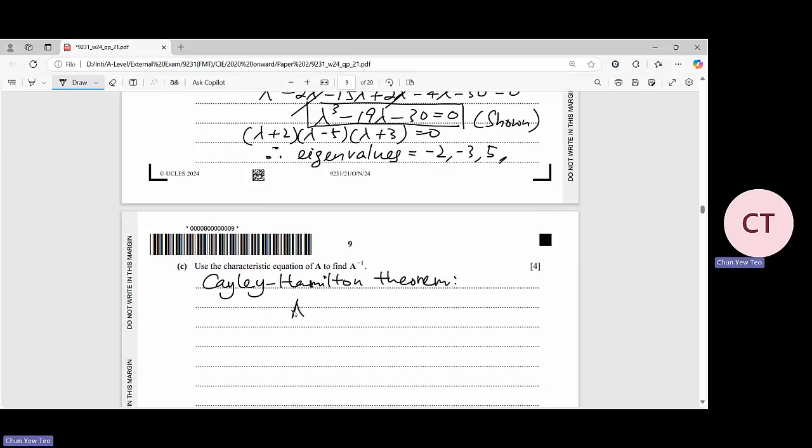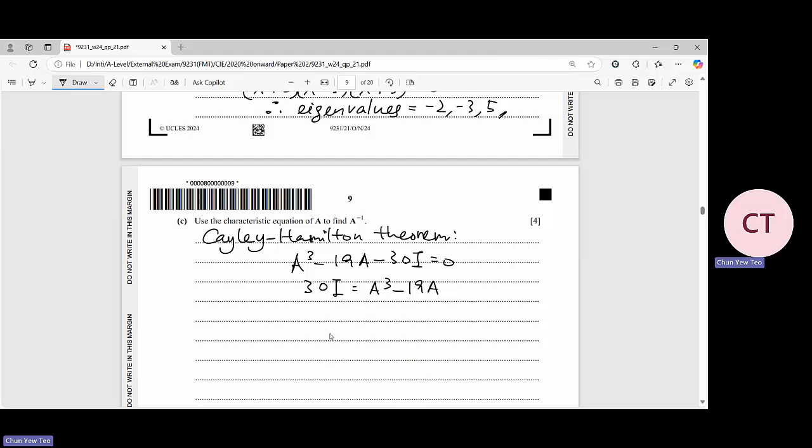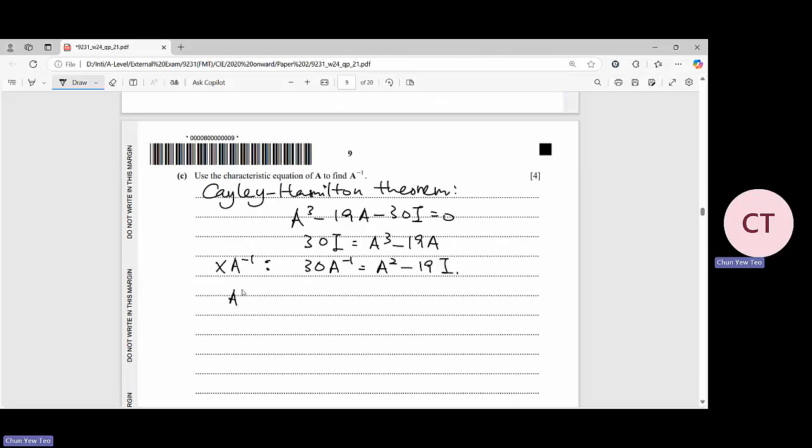So we will have A cubed minus 19A minus 30I equal to 0. So you will get 30I equal to A cubed minus 19A. To get the inverse, you get 30A inverse equal to A squared minus 19I. Okay. So now, in order to find this A inverse, the 30 must go here to divide. But I try not to deal with the fraction so early, and the moment I go and find A squared.